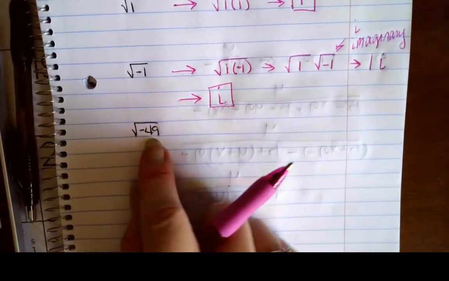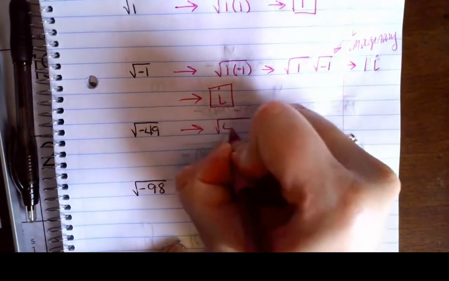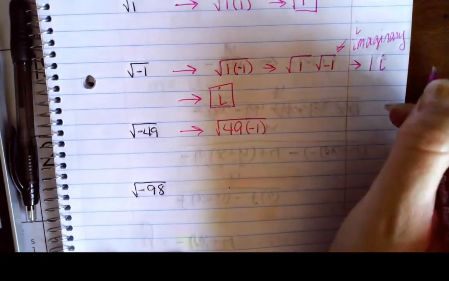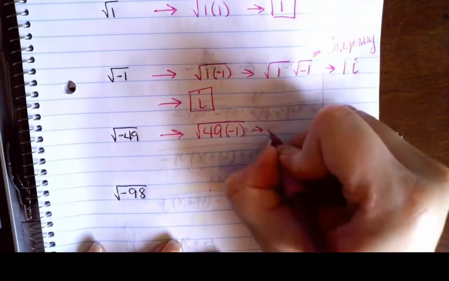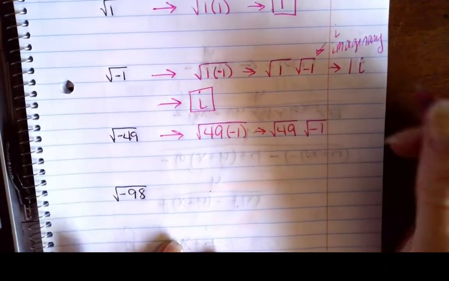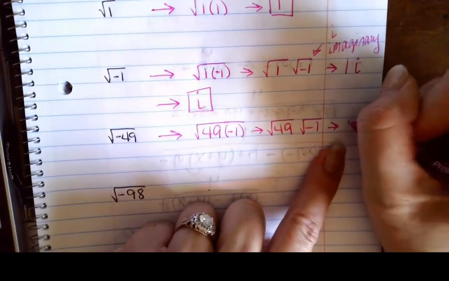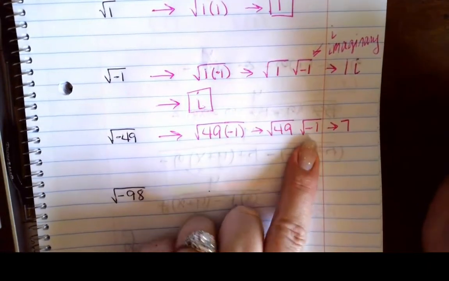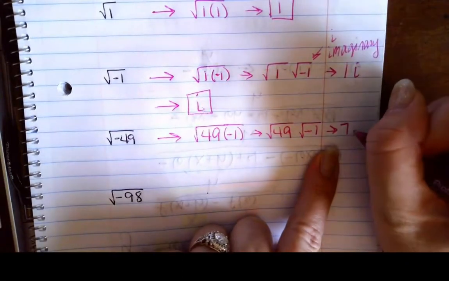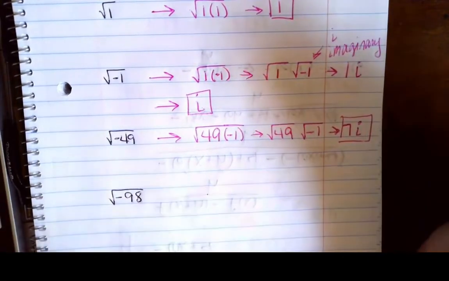Okay, so let's use the same thing. I need to break down -49. Well, I do know that that's the same thing as 49 times -1, which means each factor can get its own radical. Do I know what the square root of 49 is? I do. It's 7. Do I know what the square root of -1 is? No, it's imaginary. So I label it as i. And so my answer for this one is 7i.